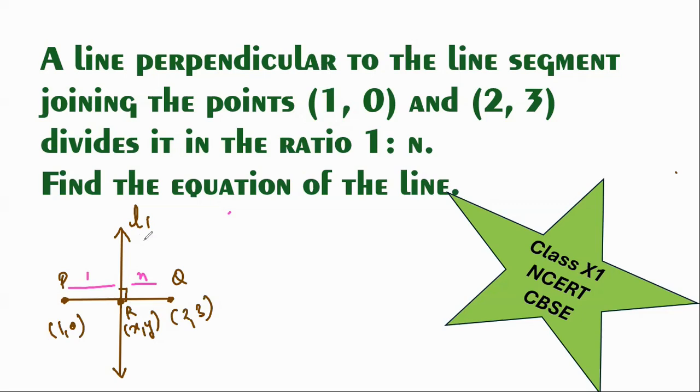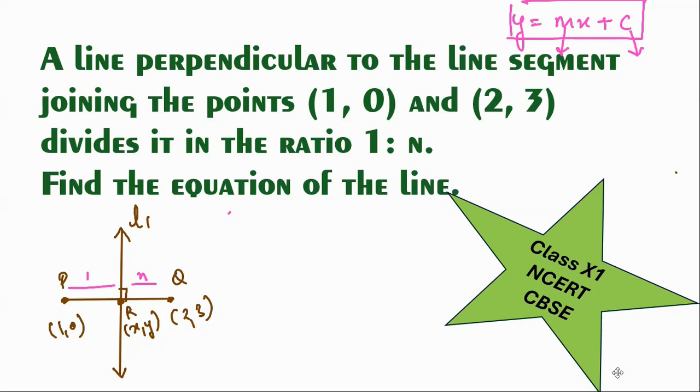So find the equation of the line. Basically, we have to find the equation of line L1. y = mx + c is the general form of the equation of a line, where m is the slope and c is the y-intercept. The y-intercept means the point which is on the y-axis, right? So let's work for the slope and let's work for the y-intercept.